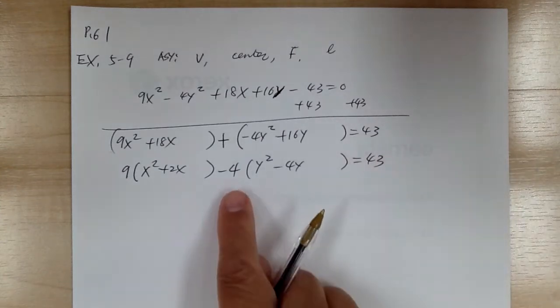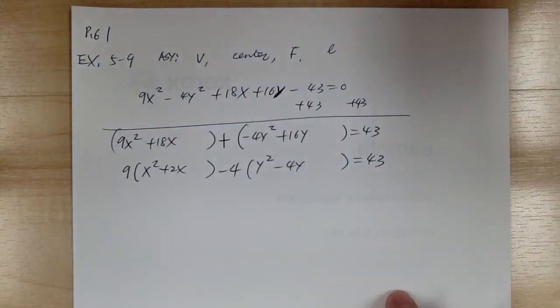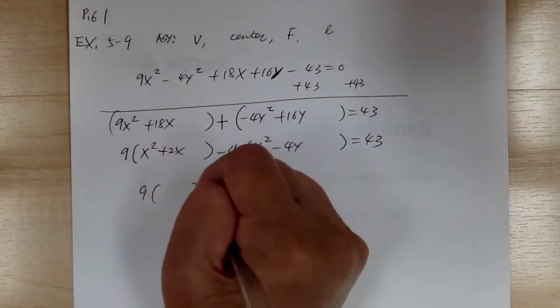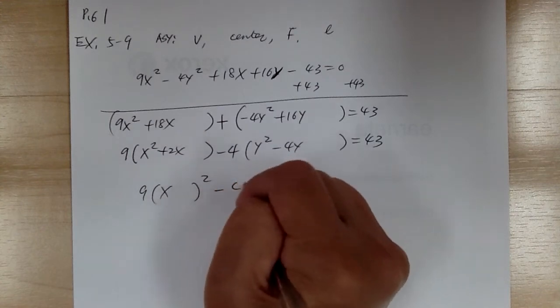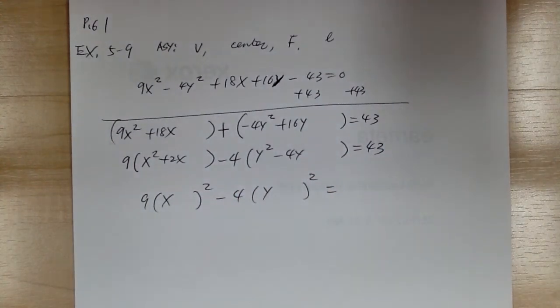And double check very quick. Negative 4 times negative 4 gives you positive 16. Okay, next, you can go and get your template for the perfect square. So get your template ready.